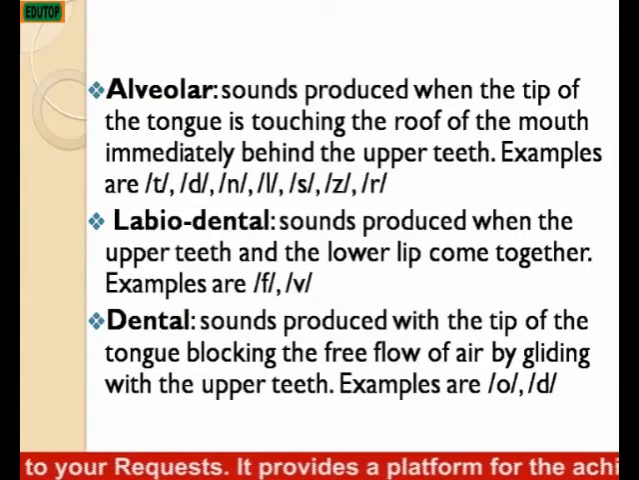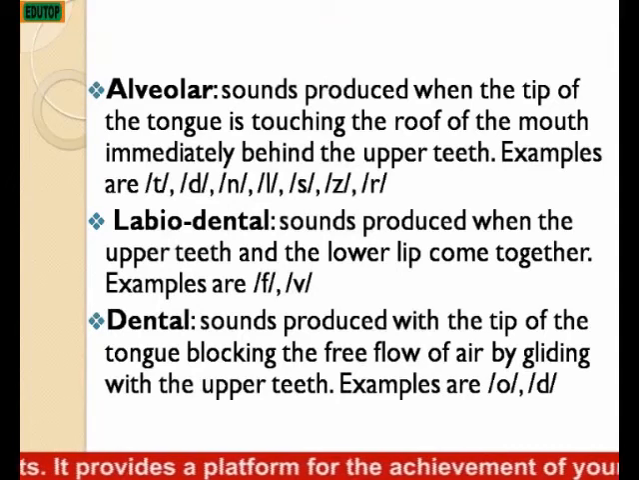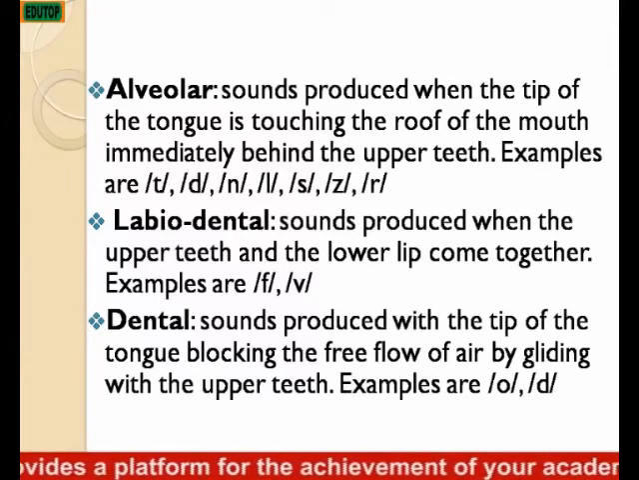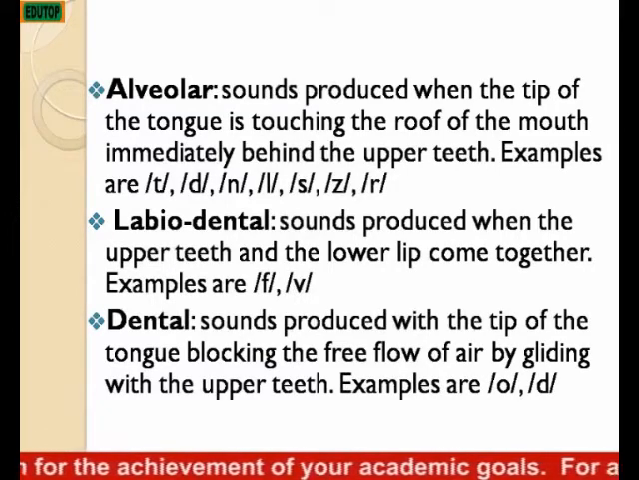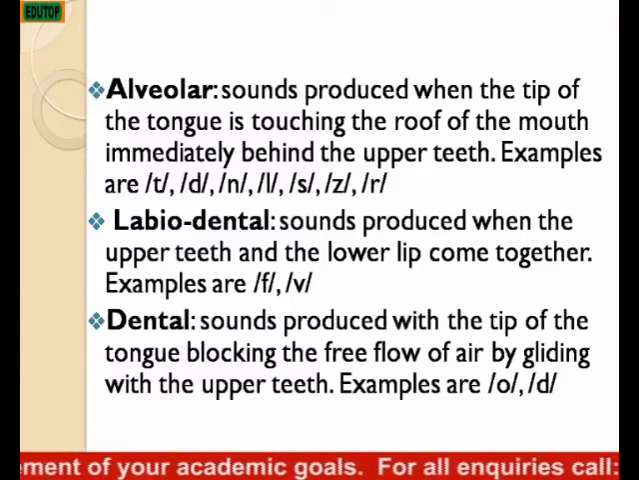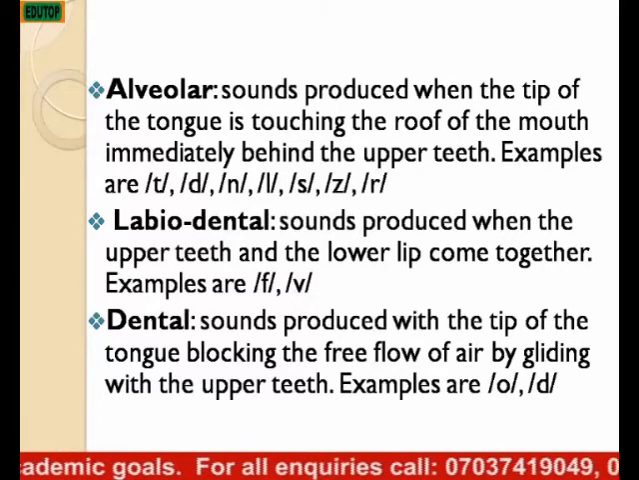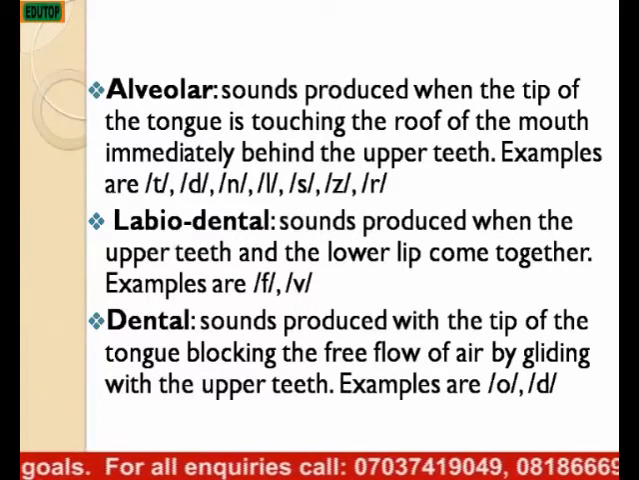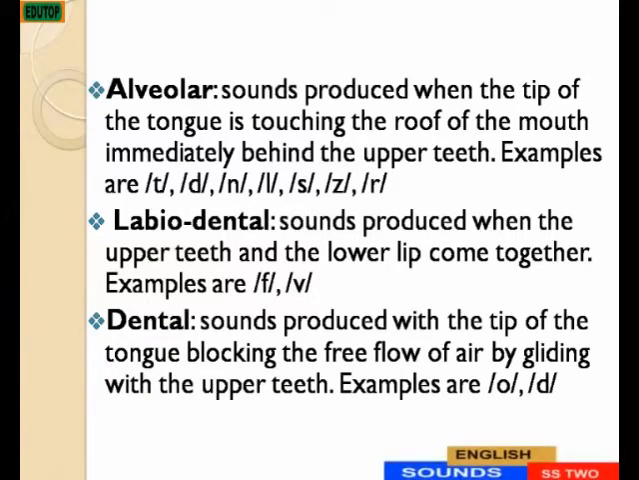Then the next one is labiodental. From that word labiodental, we discover that two words have been merged, that is labio and dental. Labio has to do with the lip, and then the teeth. So sounds produced in this manner are produced with the upper teeth and the lower lip. That is, the upper teeth and the lower lip glide together. And the next one is the dental sounds.